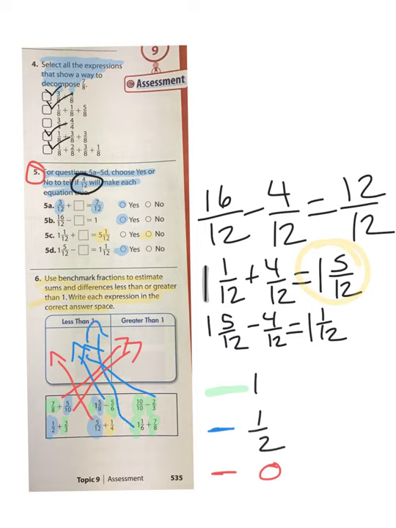So when you're doing a problem like this, just use your benchmark fractions to help you determine. You don't actually have to add or subtract them. We have not learned how to change the denominators yet. So just see if the number is closer to 1, 1 whole, or 1/2, and just do your best.